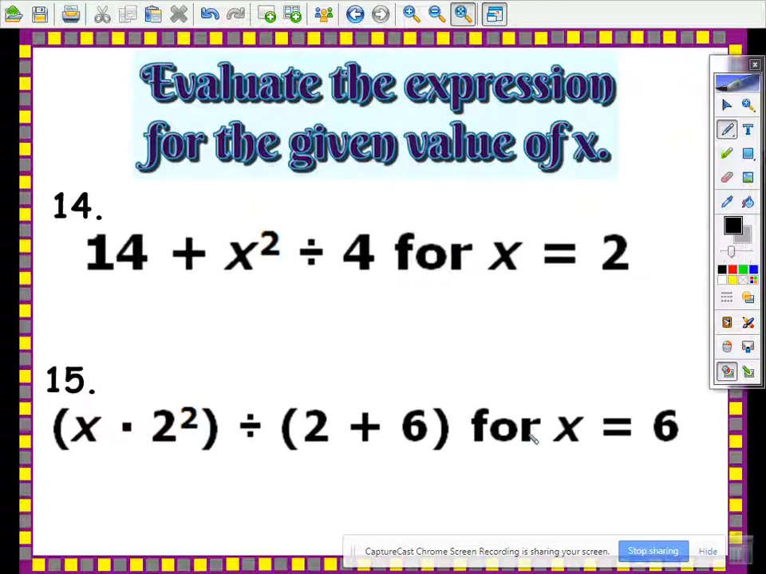Take a second, pause, plug in 2 for the first one and 6 for the second one, and then come on back and see how we do.